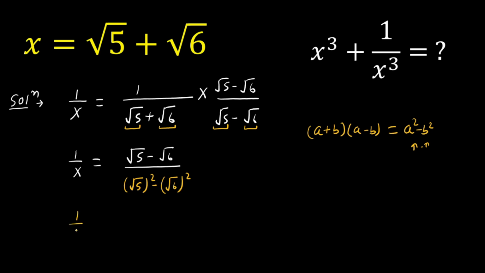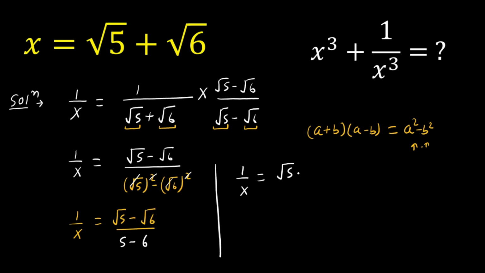Here 1 over x is equal to square root of 5 minus square root of 6 divided by, here the square root is cancelled out by the square. So here 5 minus, the square root is cancelled out by the square, then 6. On the left-hand side 1 over x is equal to square root of 5 minus square root of 6 divided by 5 minus 6, that is minus 1.